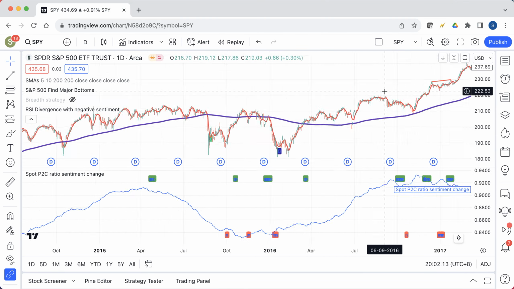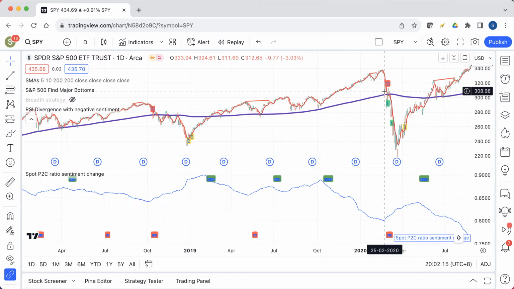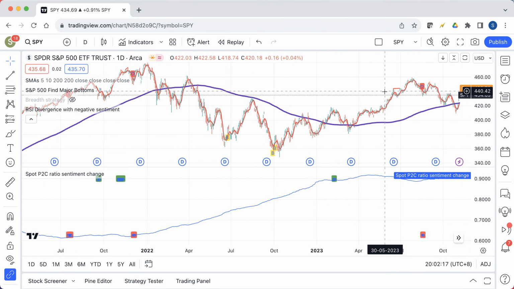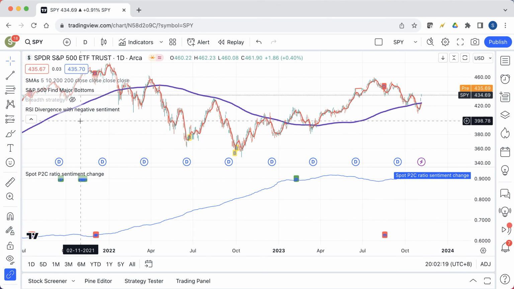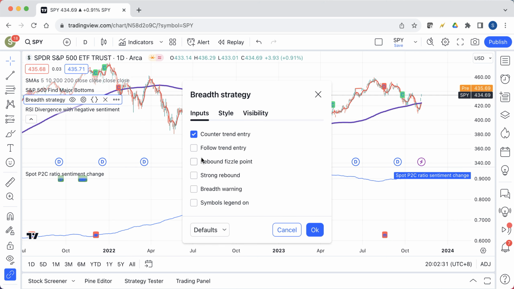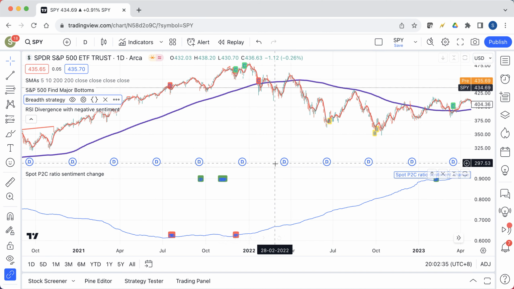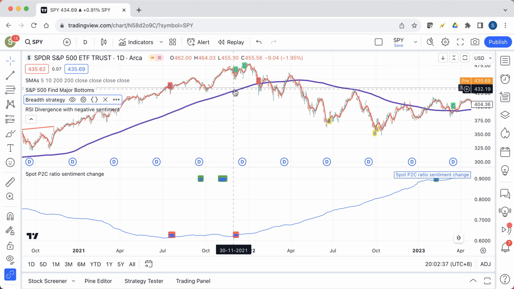However, there is another complementary indicator which I like to apply in combination with this RSI divergence with negative sentiment. It's the breadth strategy, which is introduced in another video. And in this situation, we are going to just turn on the counter trend entry setting. So it's trying to find the first instance when the breadth of the market starts to deteriorate to a certain low threshold.